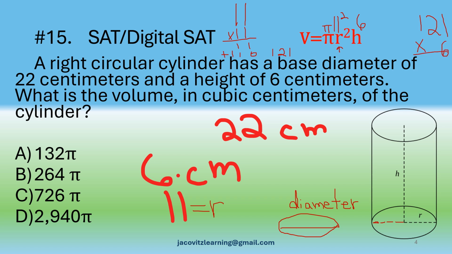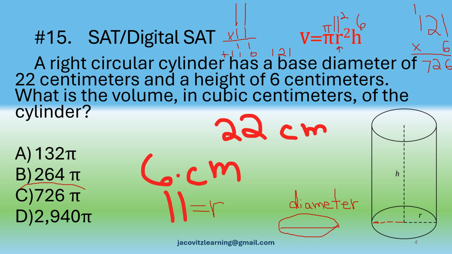Now, let me ask you something. When you do 121 times 6, and believe it or not, I've been teaching this for quite a few number of years. Even your best test taker will sometimes not be alert and forget to read what they're doing and do this over and over again. And that's what they want. 6 times 1 is 6. This is 726. They told you 726 pi.